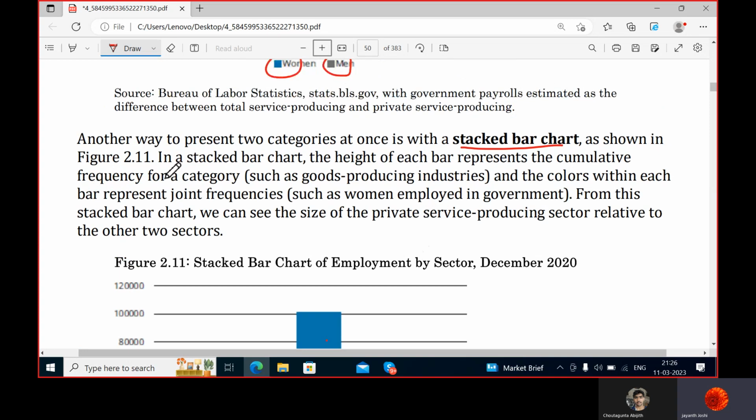But what are we doing in this? In a stacked bar chart, the height of each bar represents the cumulative frequency for a category. Cumulative frequency is nothing but taking the previous one and the current one and adding them up, correct? Such as the goods producing industries, and the colors within each bar represent joint frequencies. Joint frequency is nothing but a table where you see a row and column confluence. At the confluence of the row and the column, you will have some number here. That will be the joint frequency, correct?